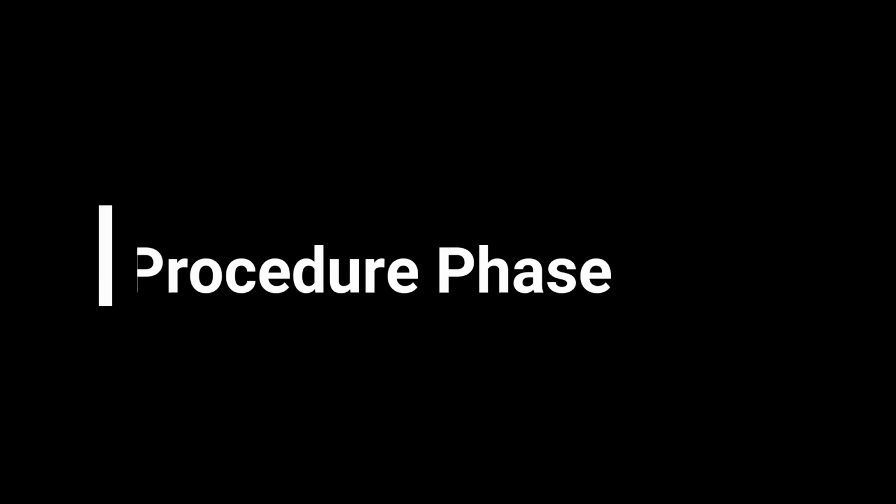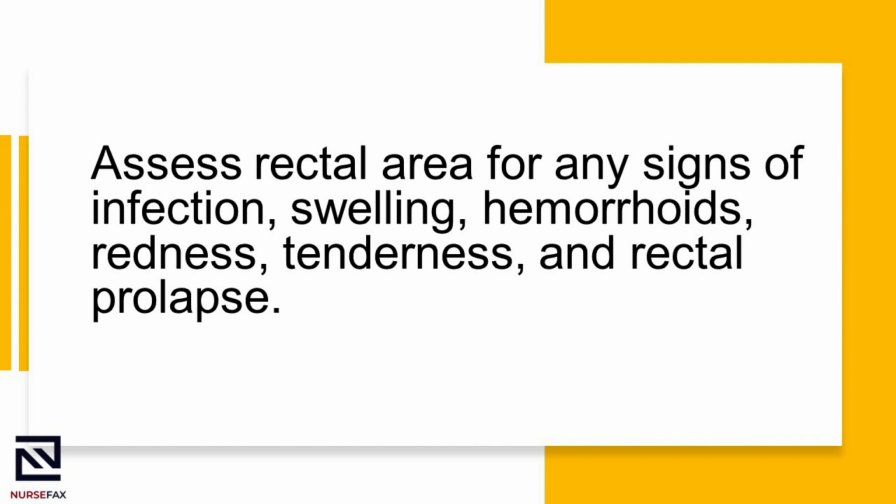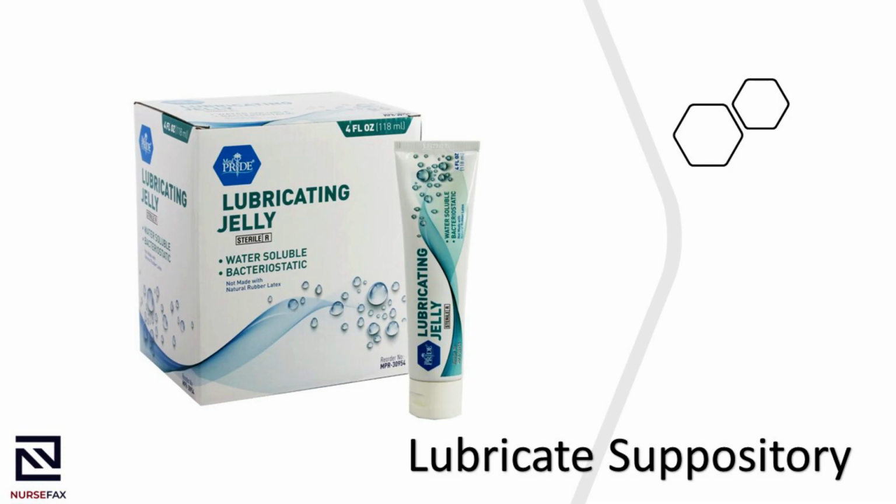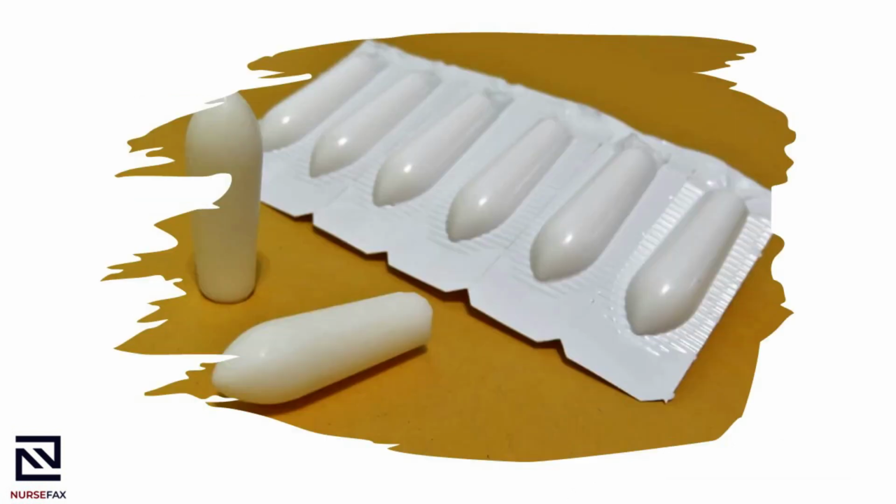Procedural phase. Before proceeding with the suppository insertion, verbalize to the examiner that you will observe the rectal area for any signs of infection, swelling, hemorrhoids, redness, tenderness, and rectal prolapse. Take a piece of gauze and apply some lubricating jelly to it. Lubricate the suppository for easy insertion into the anal passage. Separate the buttock muscles and advance the suppository 2 to 4 centimeters using the correct end.